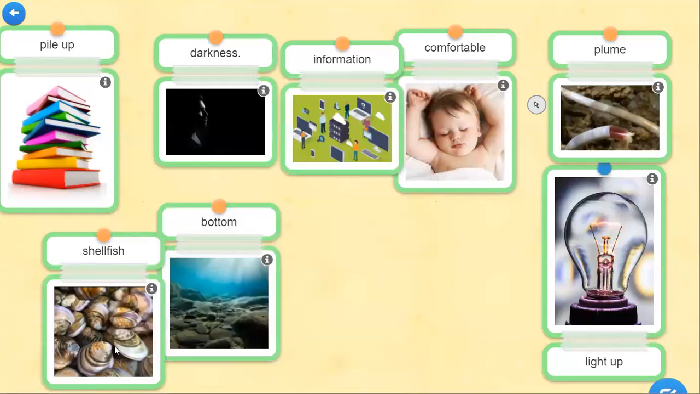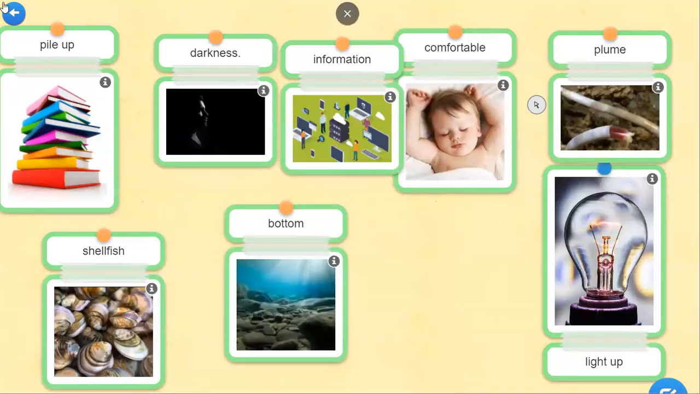So, my friends, I want you to listen again to the vocab. Just listen. Pile up. Darkness. Information. Comfortable. Bloom. Light up. Bottom. Shellfish.